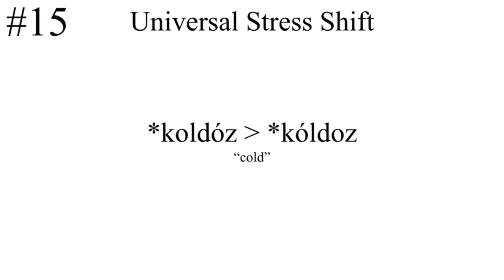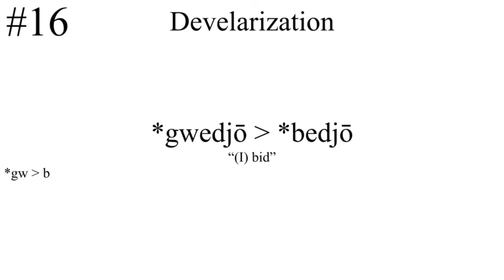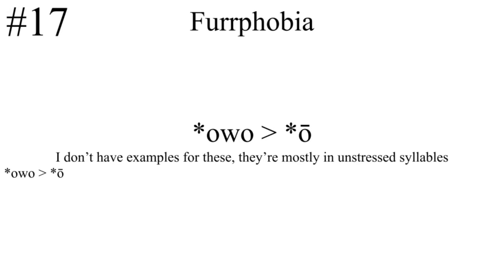Anyway, unlike Proto-Indo-European, stress doesn't vary a lot in Proto-Germanic because it always falls on the first syllable, so we can stop writing it. Now, word initial g becomes b. This is pretty much only observed in the word bid, so take it with a grain of salt. Oo becomes o.